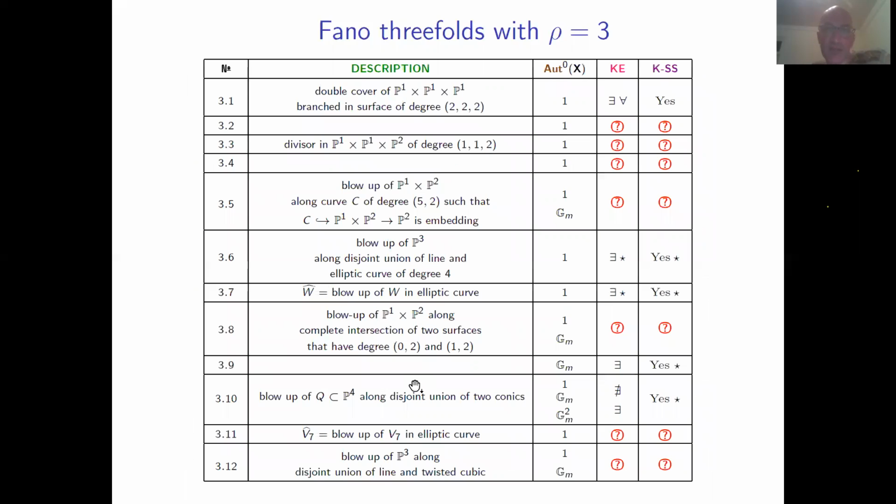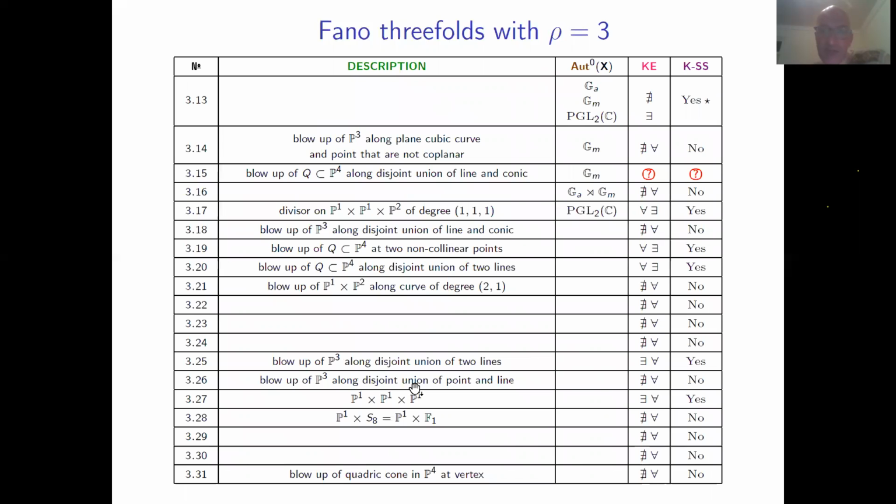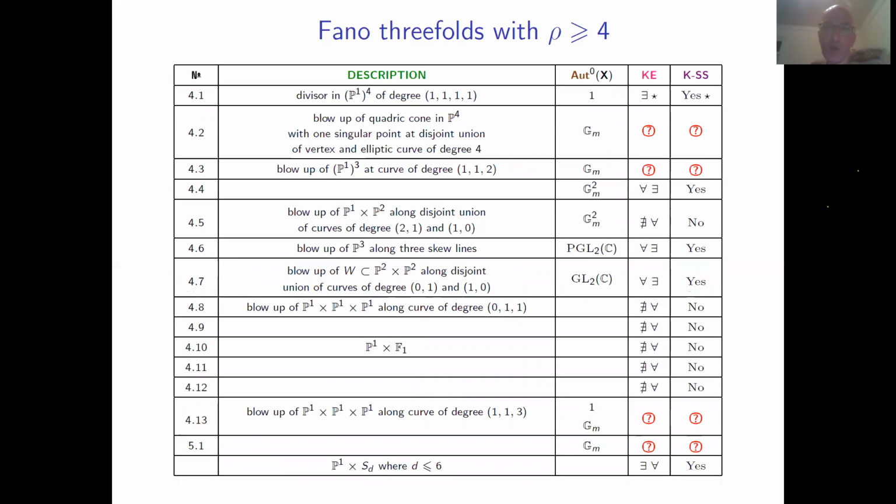And then rank 3, we still have a few open cases, but a lot of cases are already done. And there's another one, rank 3, just the end of the tail. So also a lot of cases done. I will explain the methods later. And finally, the high rank. So in the high rank, starting from rank 5, with one exception, this is just products, P1 times a Del Pezzo surface. In this case, the answer is known. And then we have quite an explicit description, and with a few exceptions, the answer is known. Altogether, we have around 20 cases left to deal with, which we plan to deal with before the end of summer.